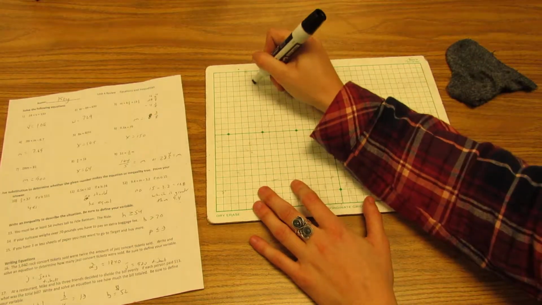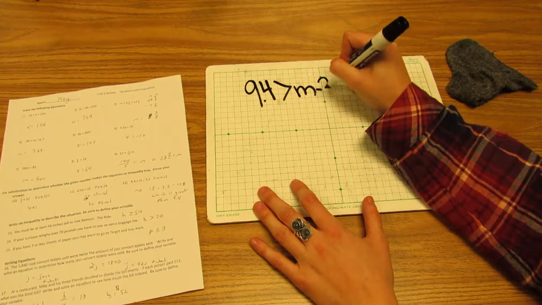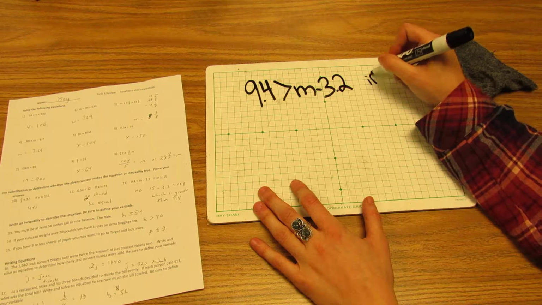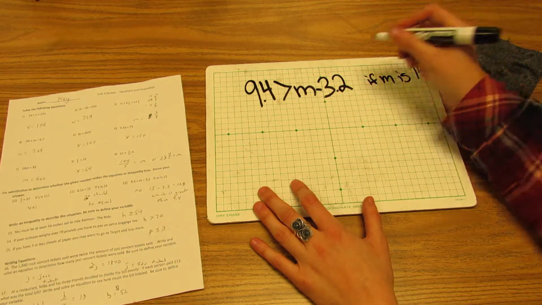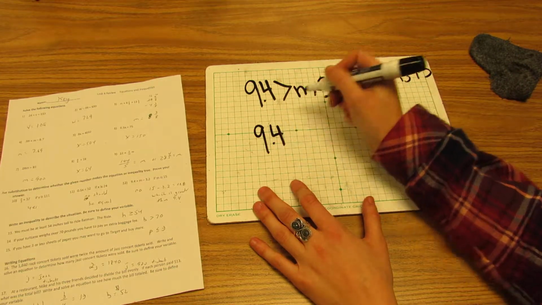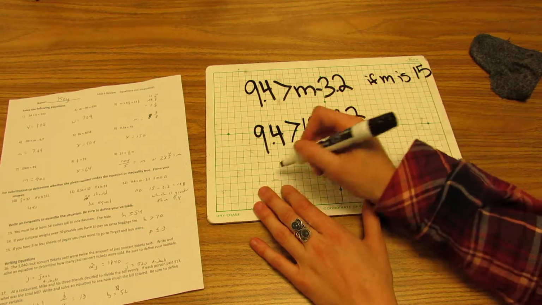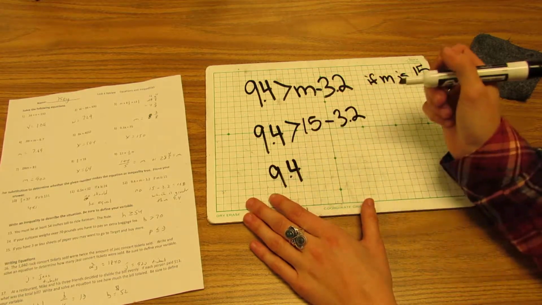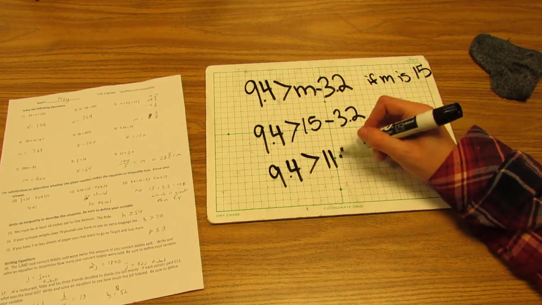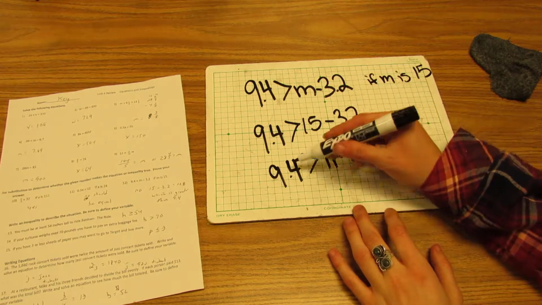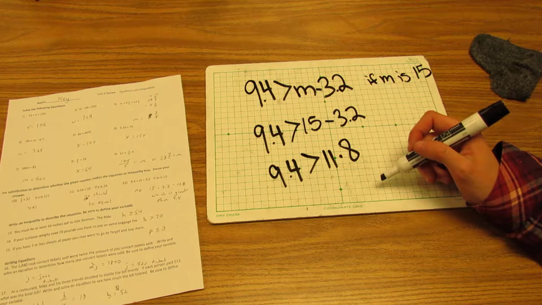Okay, number 12. 9.4 is greater than m minus 3.2 if m is 15. I'm going to plug in 15 for m. 9.4 is greater than 15 minus 3.2, so 9.4 is greater than 11.8. Is 9.4 greater than 11.8? That is false. The answer is no.